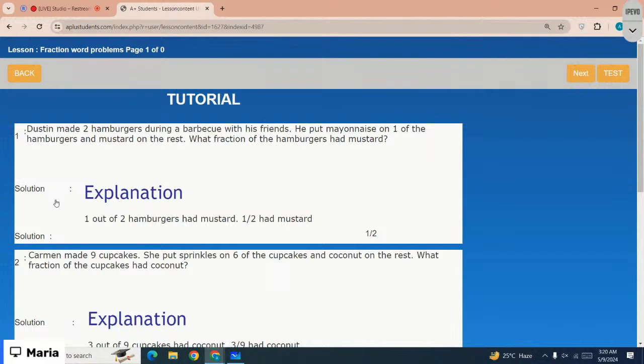Dustin made two hamburgers. That means the total hamburgers are two. One of them has the mustard, so that would be one out of two hamburgers had mustard. Let's start with the test questions. Just understand the question carefully.